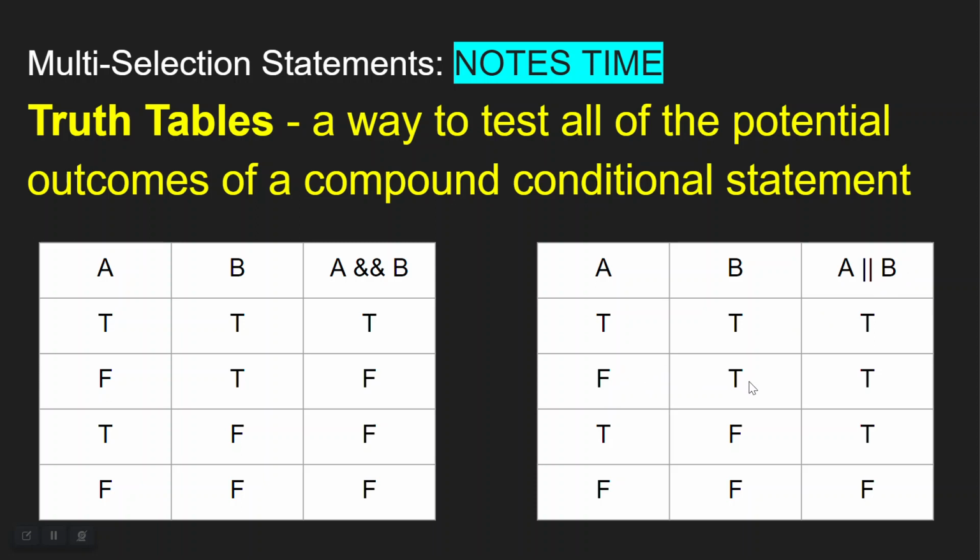False or true is going to give you a true outcome when we're looking at OR. True or false is going to give you true, and then false or false is going to be false. So that's how you come up with truth tables for two conditions. And truth tables are just something you're going to need to kind of memorize through practice.